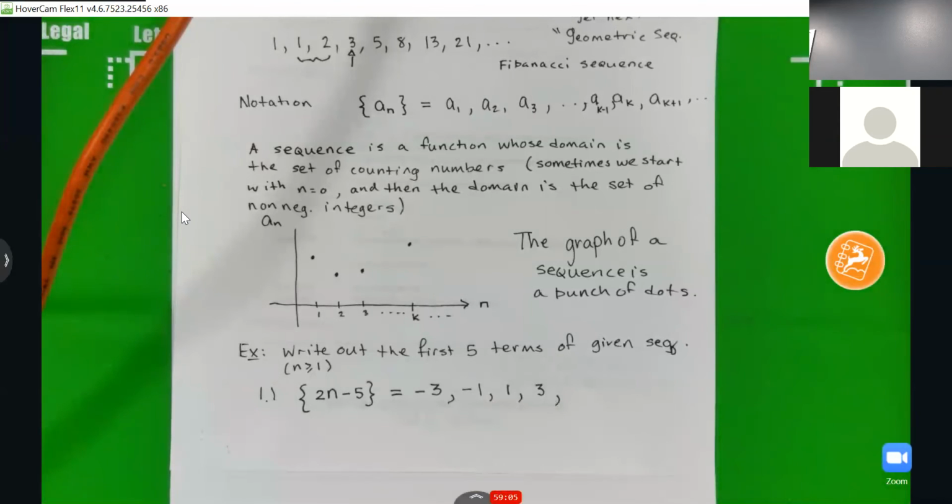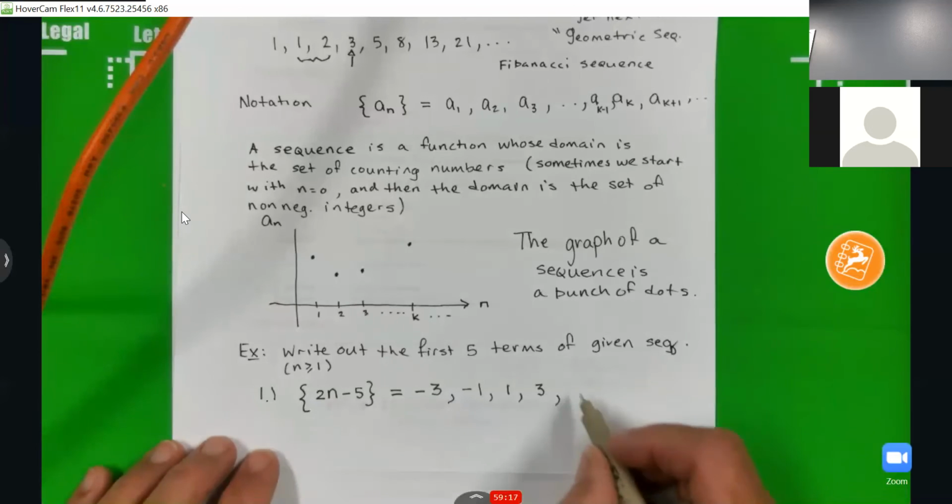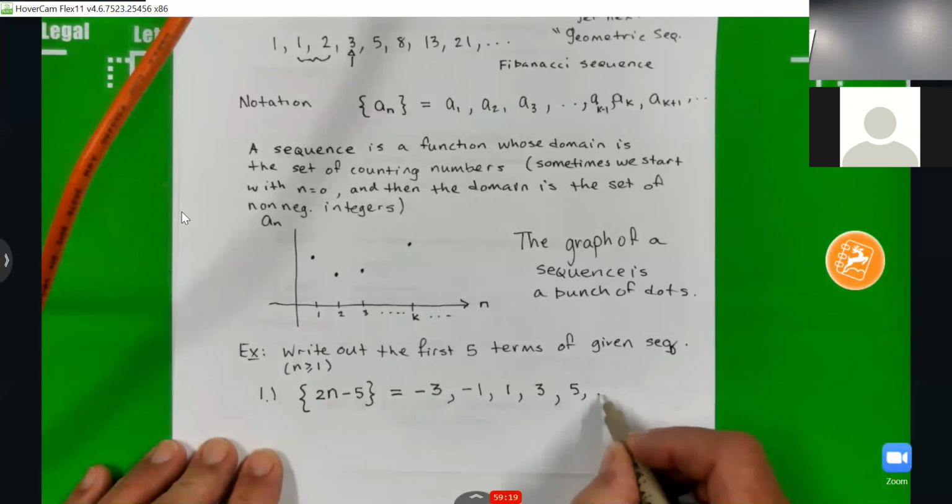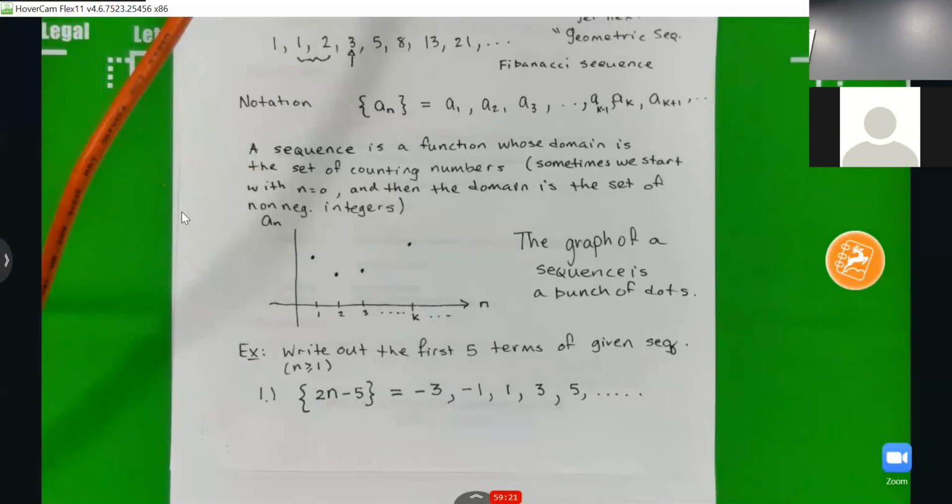But it looks like I'm just adding 2 to each term, doesn't it? The difference between negative 3 and negative 1 is a positive 2. Negative 1 add 2, you get to 1. 1 add 2, you get to 3. So 3 add 2 is going to give you 5. So that's an example of an arithmetic sequence.